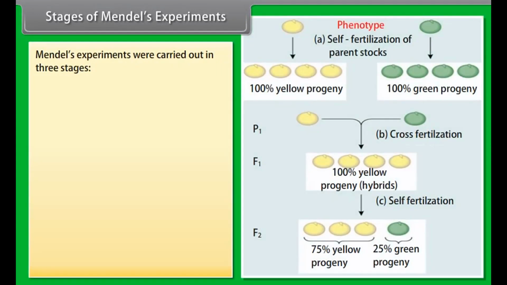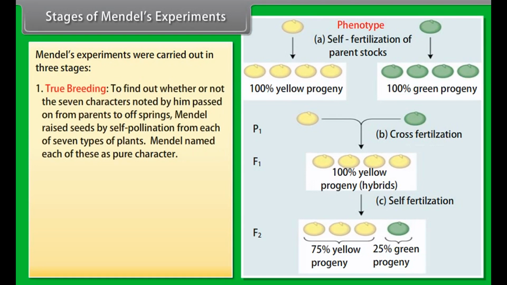Mendel's experiments were carried out in 3 stages. True breeding, to find out whether or not the 7 characters noted by him passed on from parents to offsprings. Mendel raised seeds by self-pollination from each of 7 types of plants. Mendel named each of these as pure character.